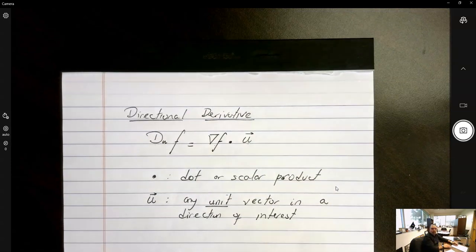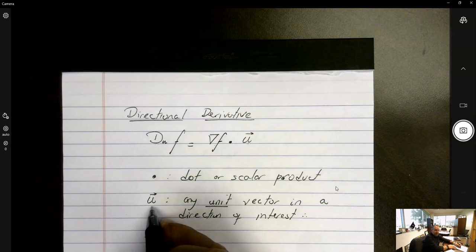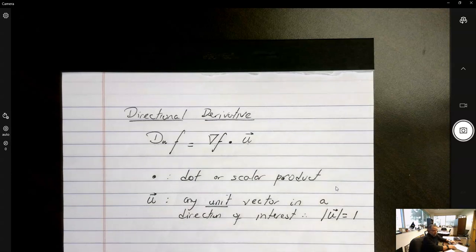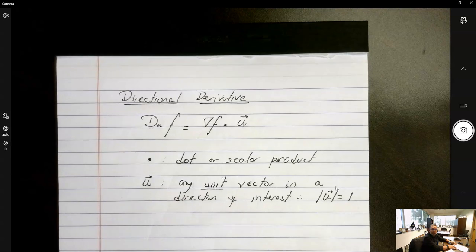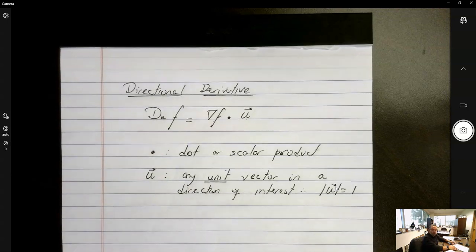So if we know the direction in which we want to take the directional derivative, we have to define that direction by a vector u, and that vector has to have magnitude 1. It has to be unit. Now, what if we're given a direction, or we can figure out a direction, with a vector that is not unit? Well, we can construct a unit vector from a non-unit vector and maintain its direction.